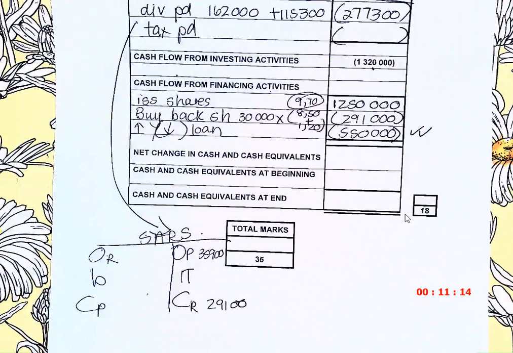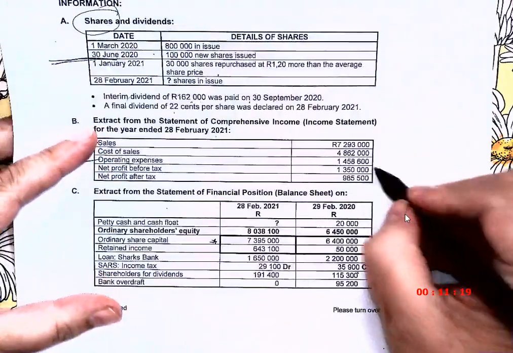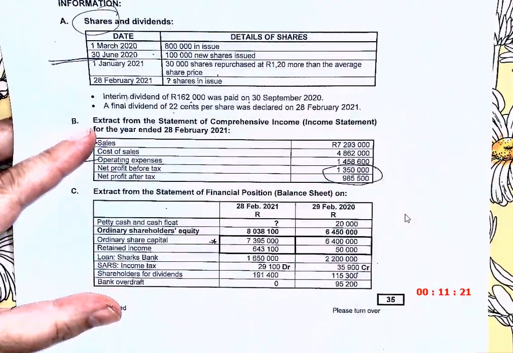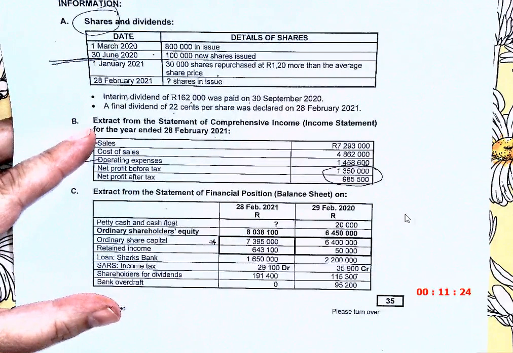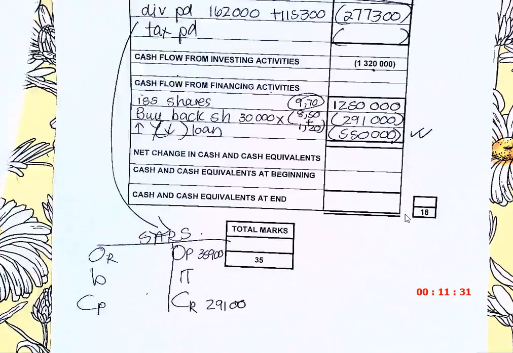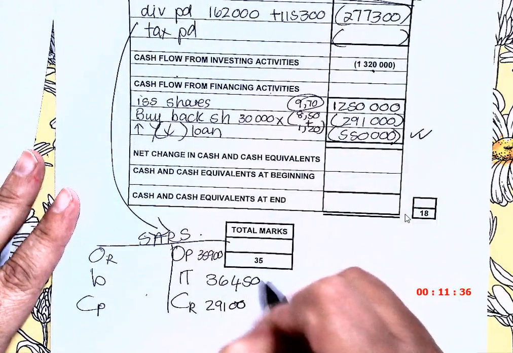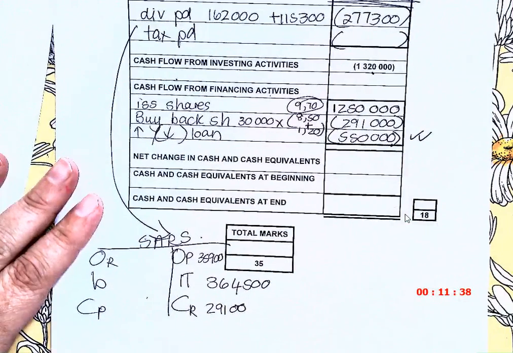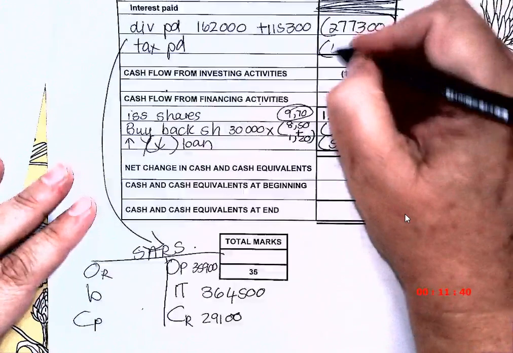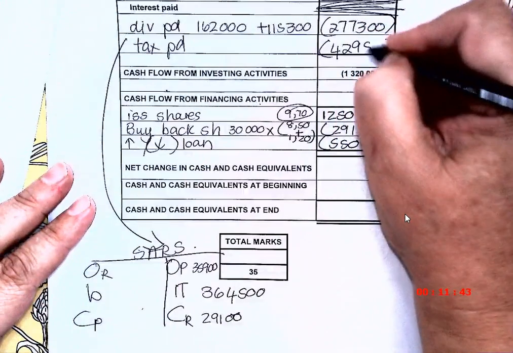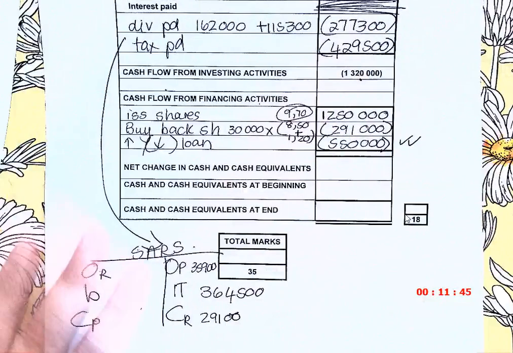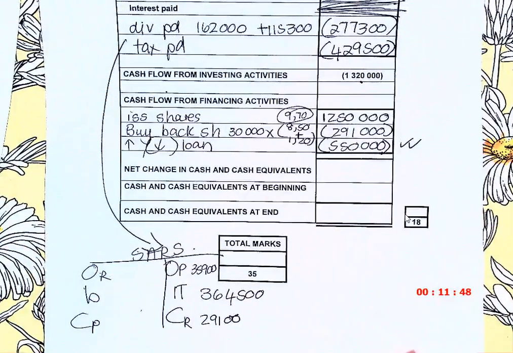Okay. My income tax, they don't give to me, but they give me before and after tax. So if I take the difference, it will give me 345,500. Now I just add all three of them, and it gives me 429,500.